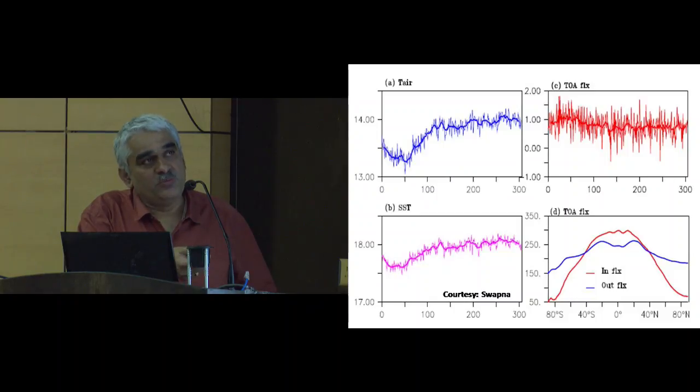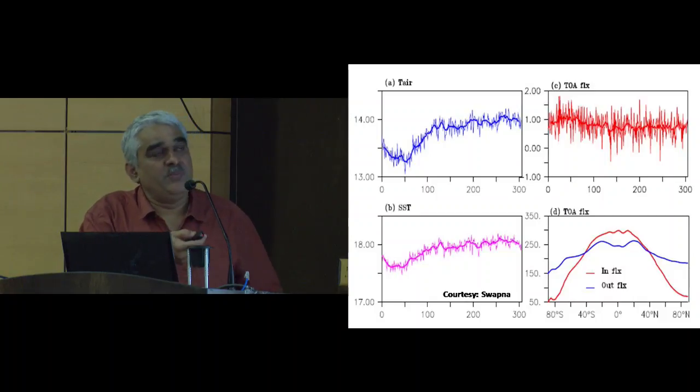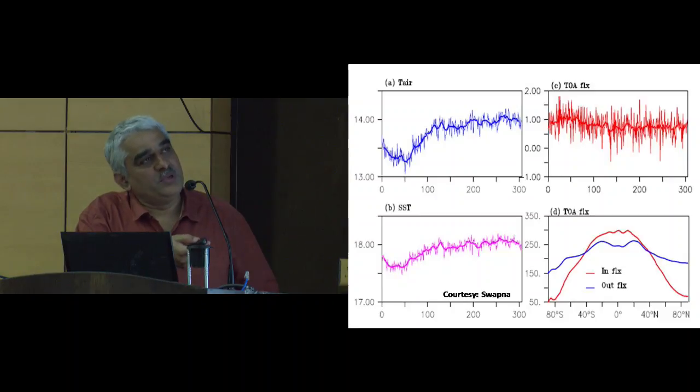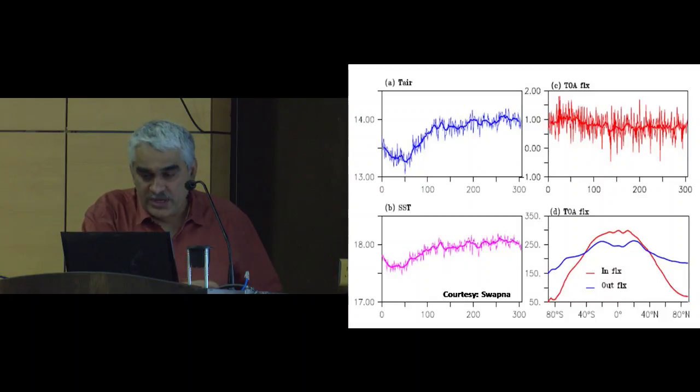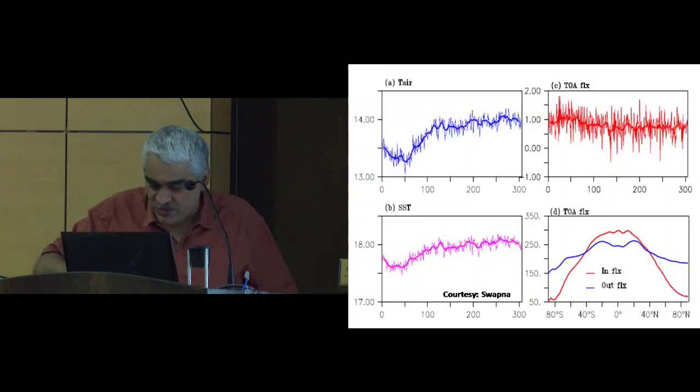And this model has now run up to more than 300 years. This is a pre-industrial run with all the pre-industrial values of the greenhouse gases, aerosols, and other land cover changes. So the model has somewhat stabilized. We'll be extending it to a few more centuries, and the air temperature is also stabilizing, as well as the sea surface temperature, and there is a good radiation balance between the incoming and the outgoing radiation at the top of the atmosphere.